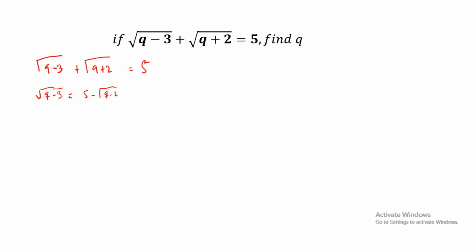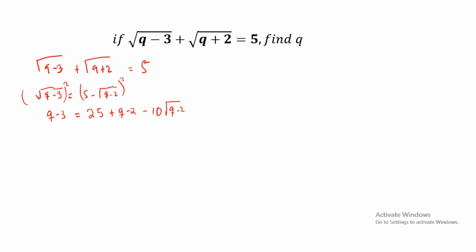Then the next thing to do is to square both sides. When you square this side, the square root will cancel the square, and you have q minus 3. And if you square this side, this will give you 25, plus q plus 2, then when you multiply the both, that will give you minus 10 square root of q plus 2. So that's what you get.